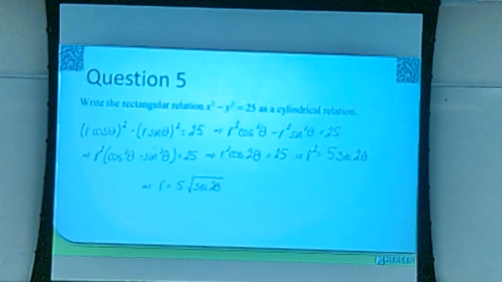Why do we know that secant of 2 theta is never negative? Because it's under the square root. I'm putting it under the square root because I know it's never going to be negative. What is the radius? Again, theoretically, not really.